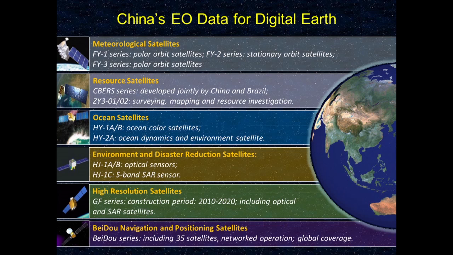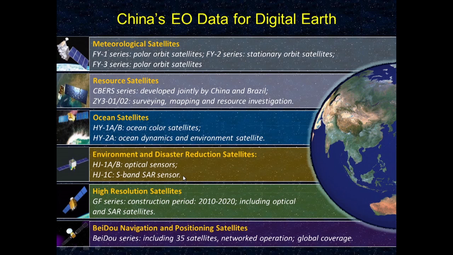Right now, we have 4 series of satellites. The first one is the meteorological satellite. The second one is the resource satellite. In the early age, we collaborated with Brazil to develop a bilateral collaboration satellite we call CBERS, the Chinese-Brazil Earth Resource Satellite. Later, we had special high resolution satellites serving mapping and cartography, and also the ocean satellite, and the environment and disaster satellite.